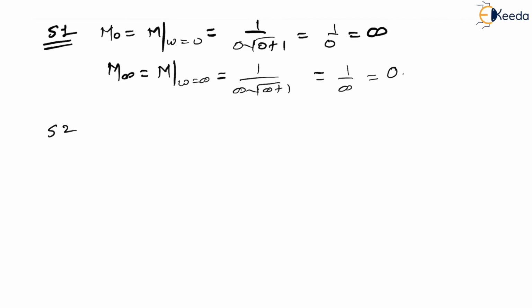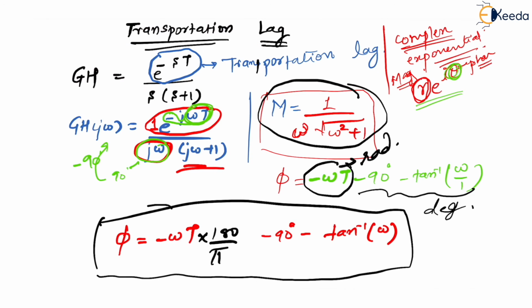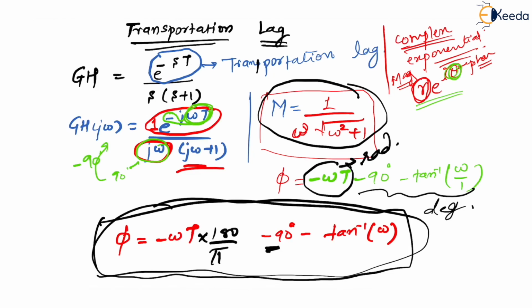Now let us think of step 2. Step 2 gives you the angles. So the first angle is phi 0, which is nothing but phi at omega equal to 0. What is that equal to? If you just put omega equal to 0, you get minus 90 degrees as it is.